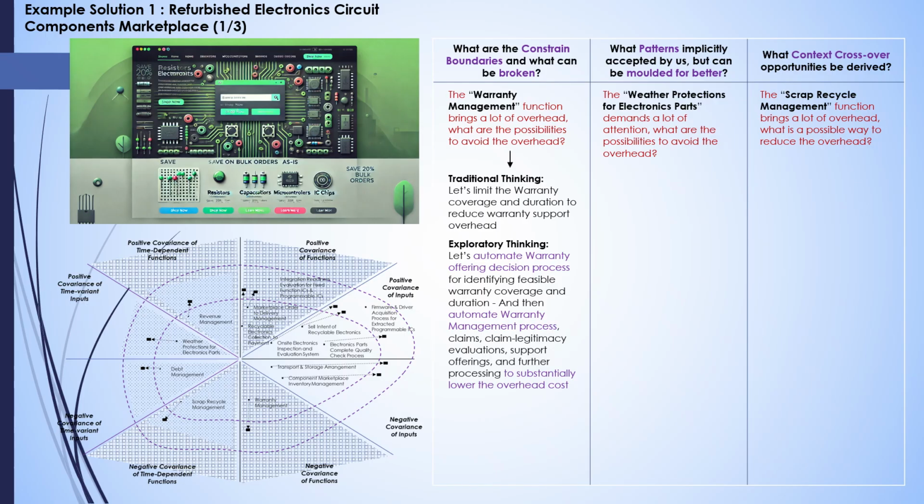Imagine an intelligent system that evaluates each refurbished component and dynamically determines the most feasible warranty coverage and duration based on its condition, its history, its integration readiness score. And then, automate the entire warranty management pipeline: claims intake, legitimacy evaluation, support routing, resolution processing, all of it running with minimal human intervention. Suddenly, warranty isn't a liability to be minimized. It becomes a differentiator, one you can offer more confidently, more consistently, and at a fraction of the manual overhead. The constraint that seemed fixed turns out to be an engineering problem in disguise.